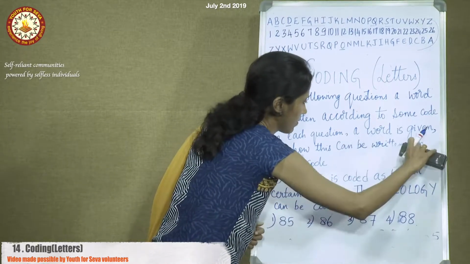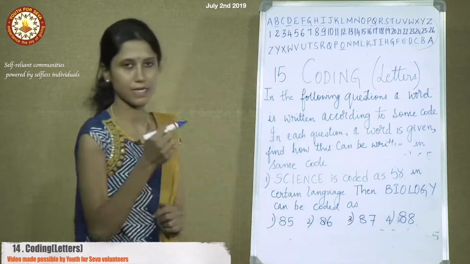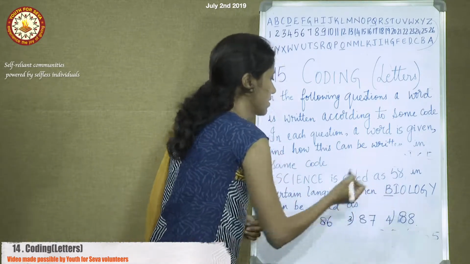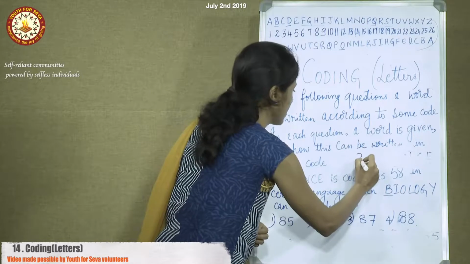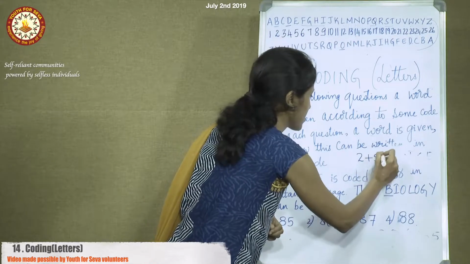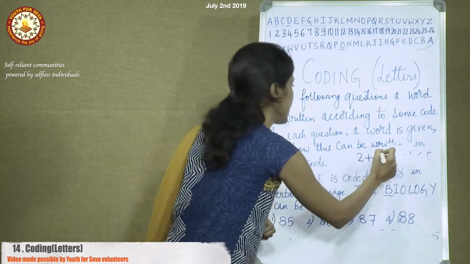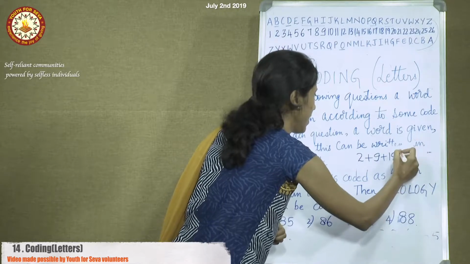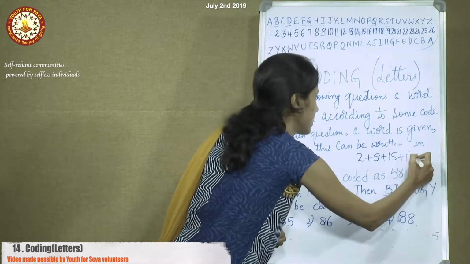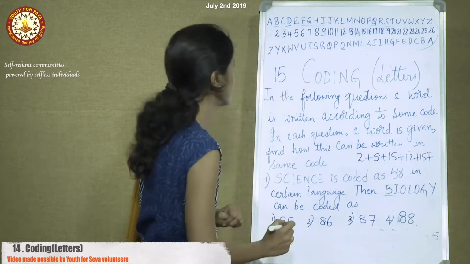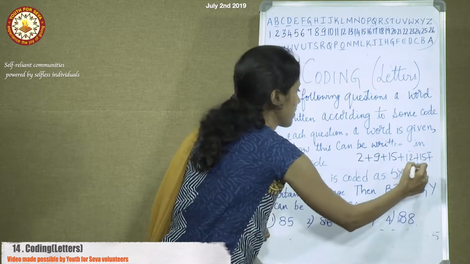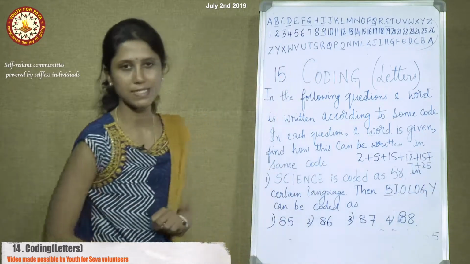So we have understood how it has been coded. That is, we have taken the position of each letter and added the numbers. So biology, what is the position of B? It is the second position. Let me add the next letter's position. I is in the 9th position in the forward direction. O is in the 15th position, and L is in the 12th position, and O is again the 15th position, and G is in the 7th position and Y is the 25th position. So add all these numbers now.